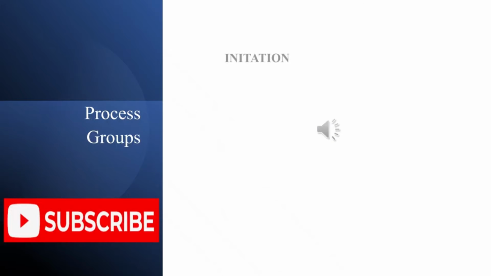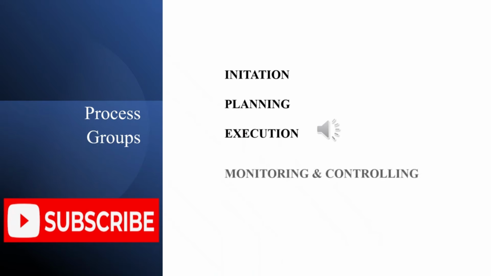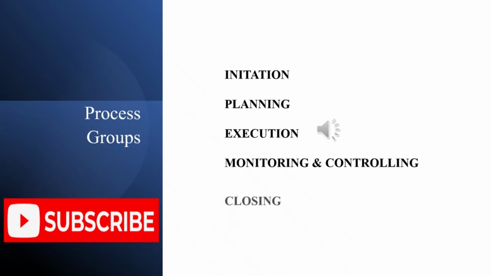Here we are in the last stage, closing. In this stage, we close the project and we close procurements. So here we have come to the end of process groups. So these are the 5 process groups.